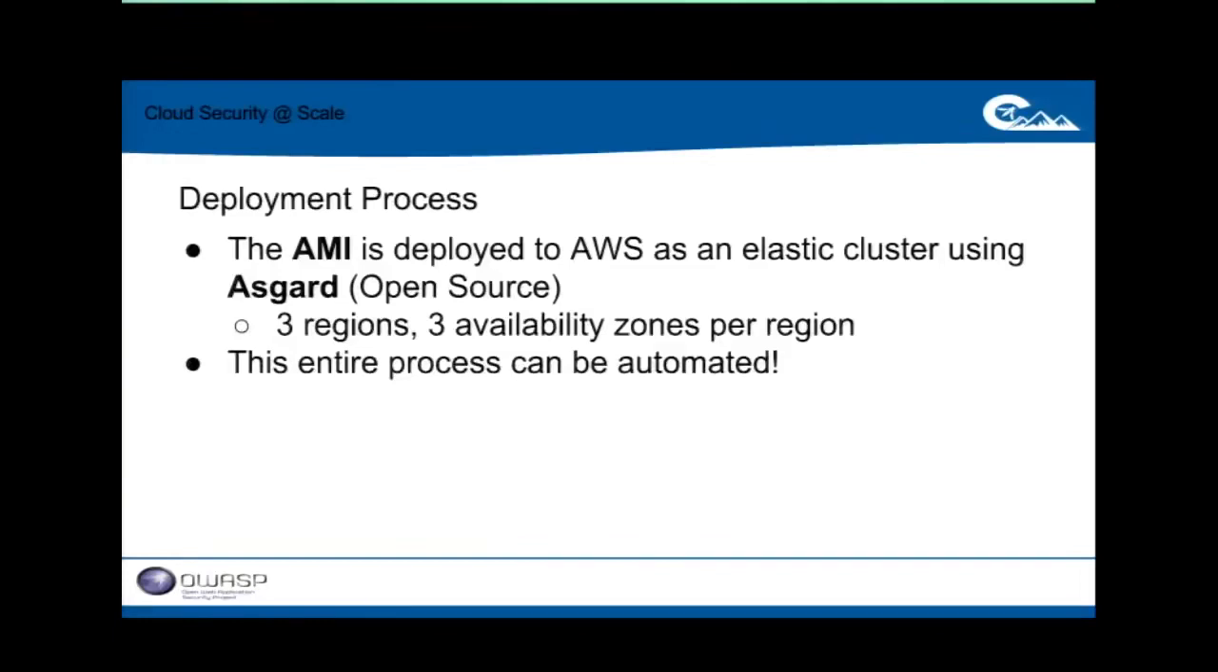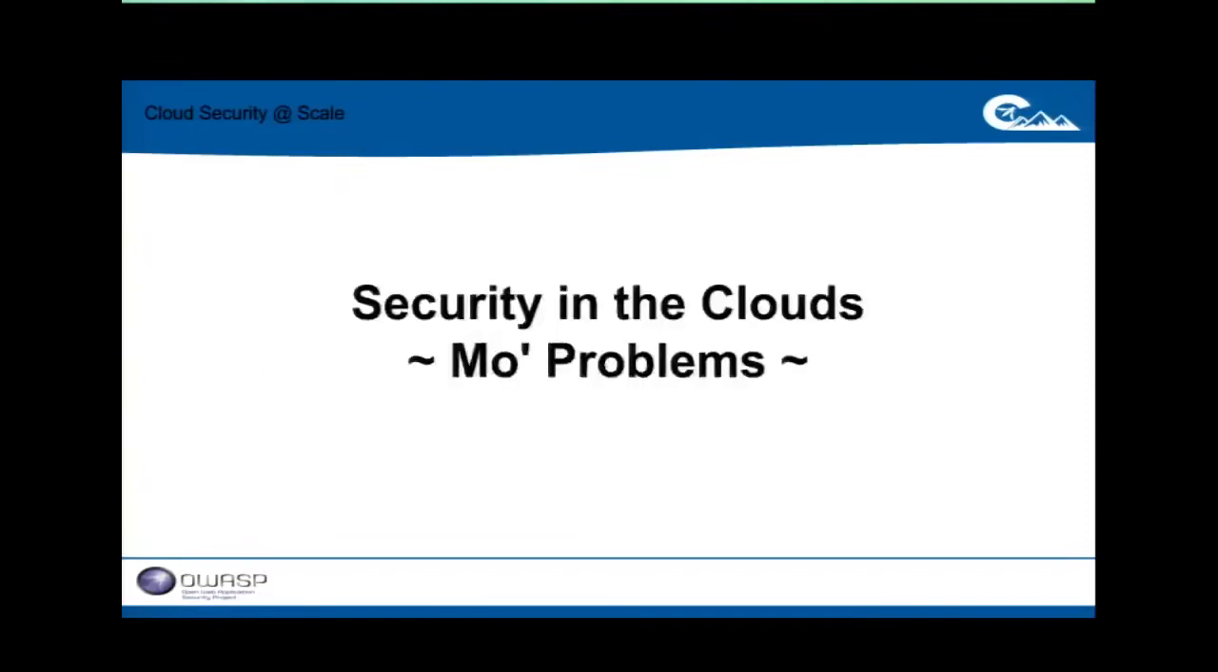And the really powerful thing is that this entire process can be automated. So you could have it triggered by pushing new code to Git. All of the downstream tools can recognize the changes and push this entire process out automatically. Really powerful. So that's how we do deployment. And now let's talk about some security problems and some of the solutions that we've come up with at Netflix.